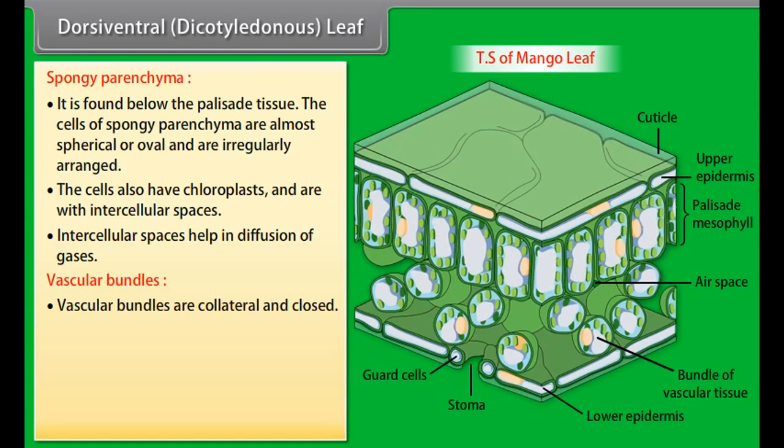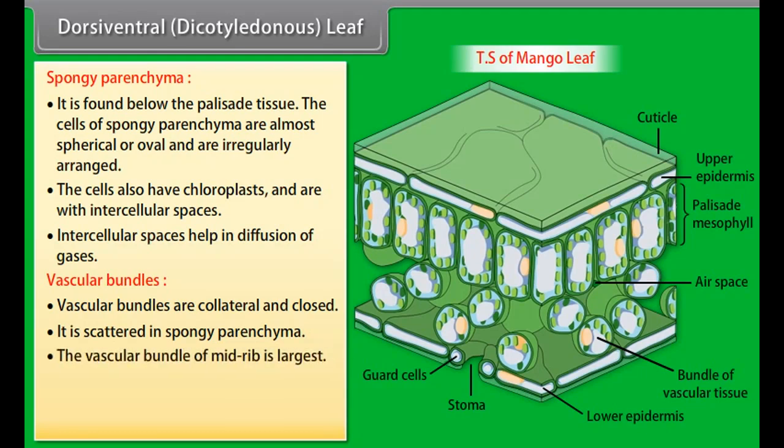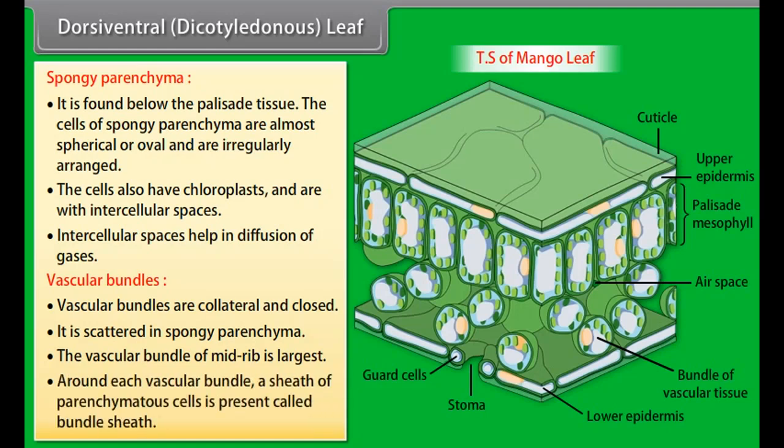Vascular bundles. Vascular bundles are collateral and closed. It is scattered in spongy parenchyma. The vascular bundle of midrib is largest. Around each vascular bundle, a sheath of parenchymatous cells is present called bundle sheath.